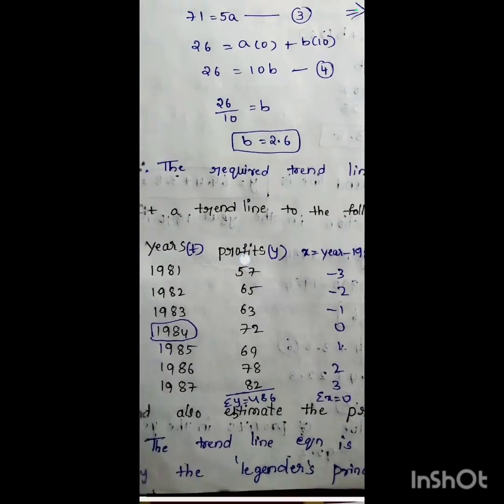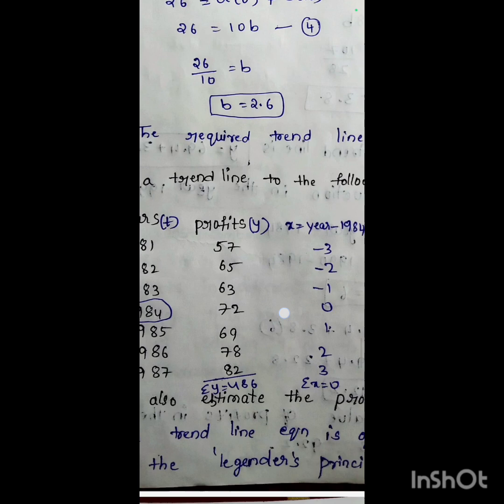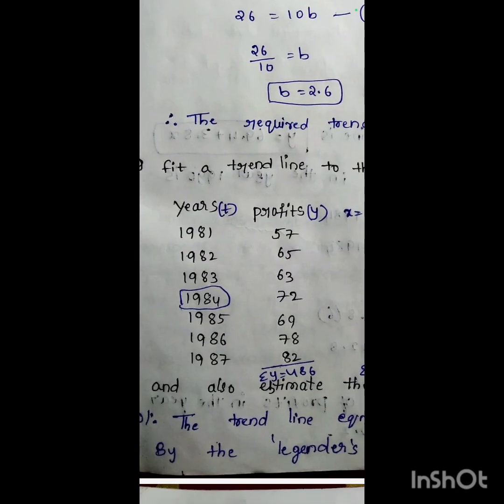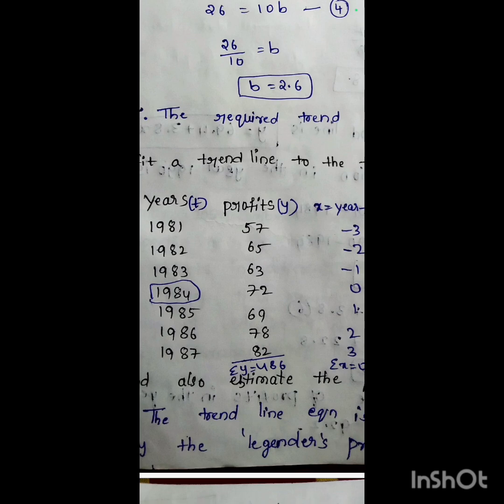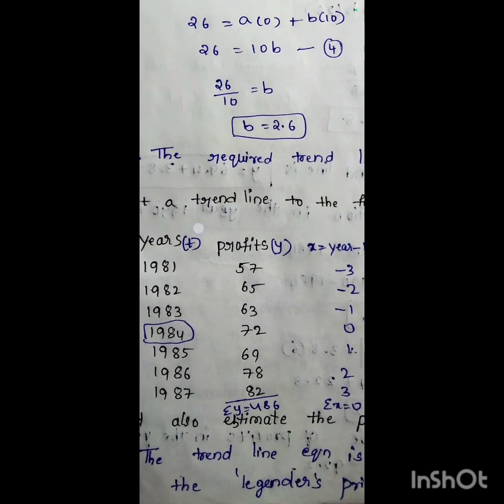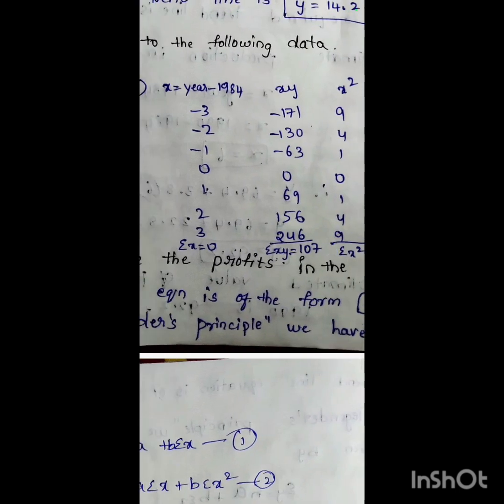Similarly, you can see another example. Fit a trend line to the following data. Here they have also given the years and the profits, which is a dependent variable, and which is an independent variable. Like that, again we have to find sigma x, x into y, and x square.